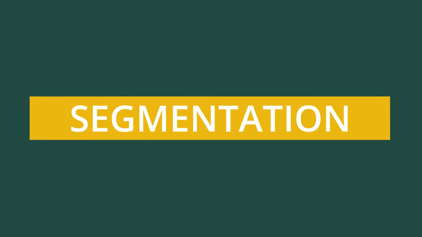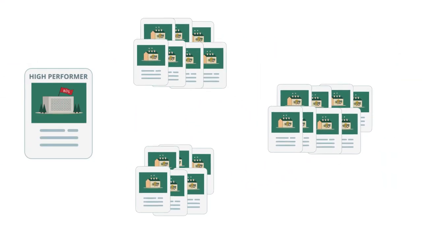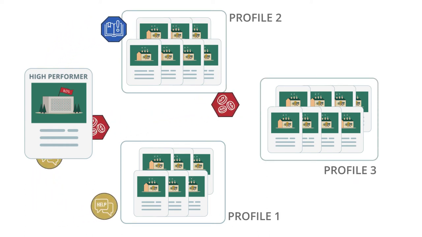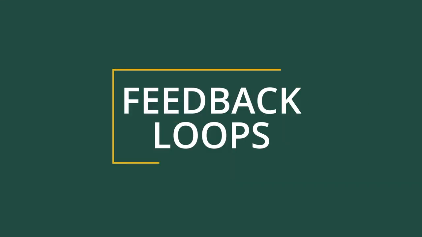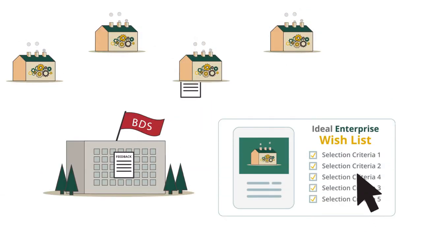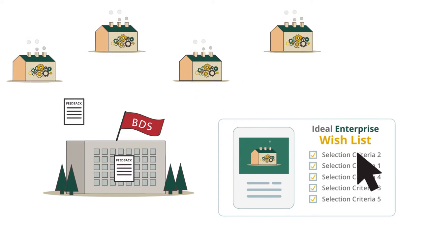Segmentation, where enterprises are a match for the organization, but also recognized to have different profiles. High performers segment their portfolio and tailor their approach to the different groups. Feedback loops that inform selection criteria going forward can be derived from evaluating which enterprises and people responded best to the support.